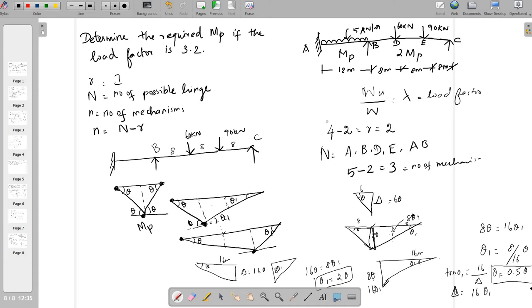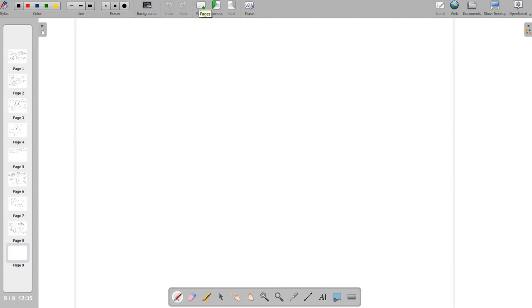But also you have to note that for the first span, the value is MP. But for the span BC, there is the value of 2 MP. It is like moment of inertia, some span is given with the 2I, some span is given with the 1.5I. So first mechanism 1, we can take mechanism 1.